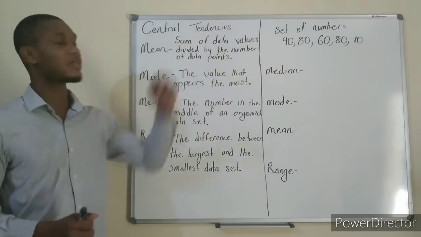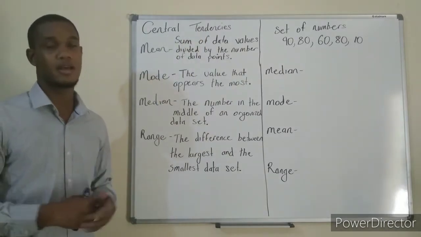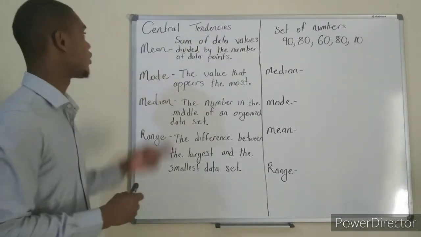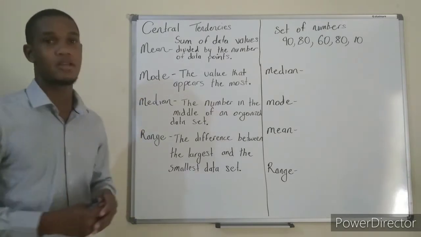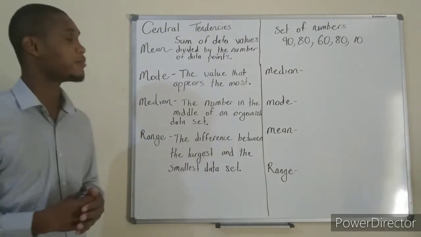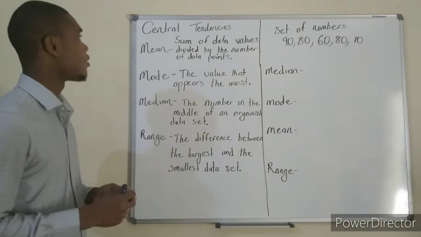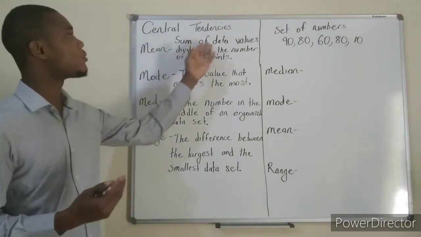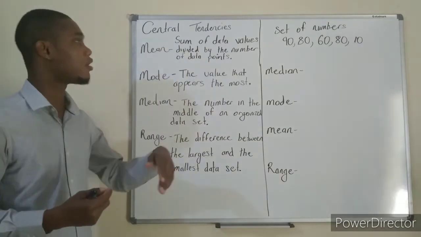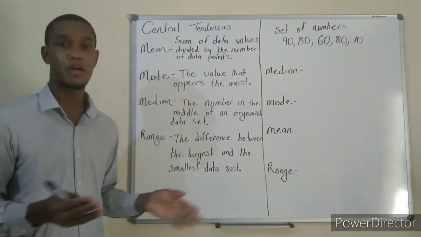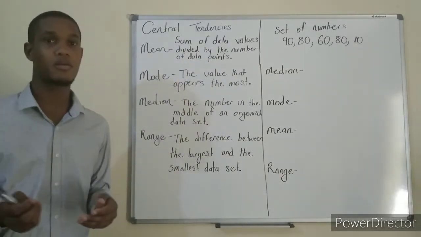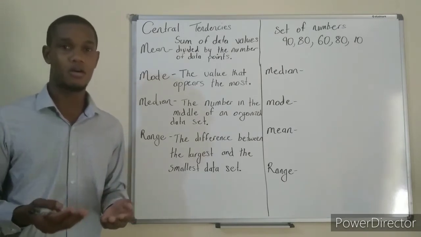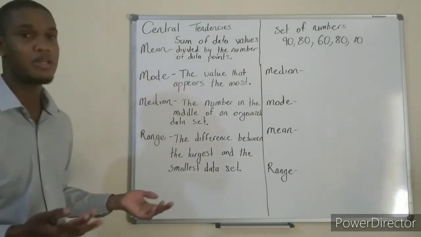So today we'll be looking at central tendencies, and that's just a big fancy word to include mean, mode, median, range. These are terms that you would have been familiar with from primary school. Mean refers to the sum of data values divided by the number of data points. So if you have 10 numbers, you will add all 10 numbers together and then divide their answer by 10. So that's what mean is all about.